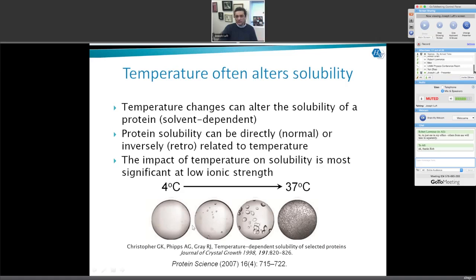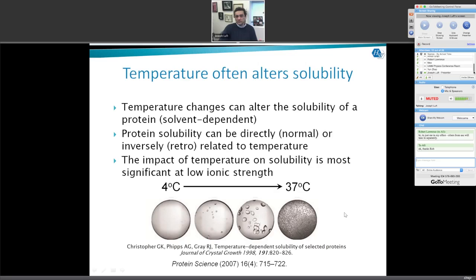And I'm just going to mention it briefly because if you're not careful and you don't control the temperature, you're going to have sometimes wildly varying outcomes. Protein solubility is related to temperature, but it's also dependent upon the particular chemical cocktail that the protein is in. Okay? So you can go from protein that's more soluble at lower temperatures, less soluble at higher temperatures, as seen here, to the reverse, where we have retrosolubility, where the protein is less soluble at low temperature, more soluble at high temperature.